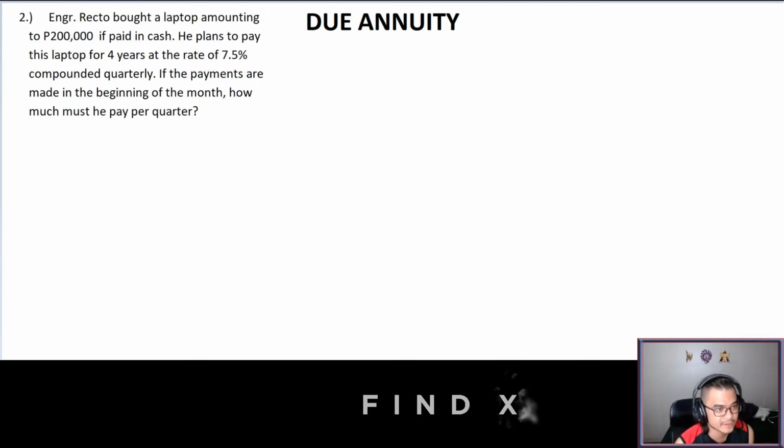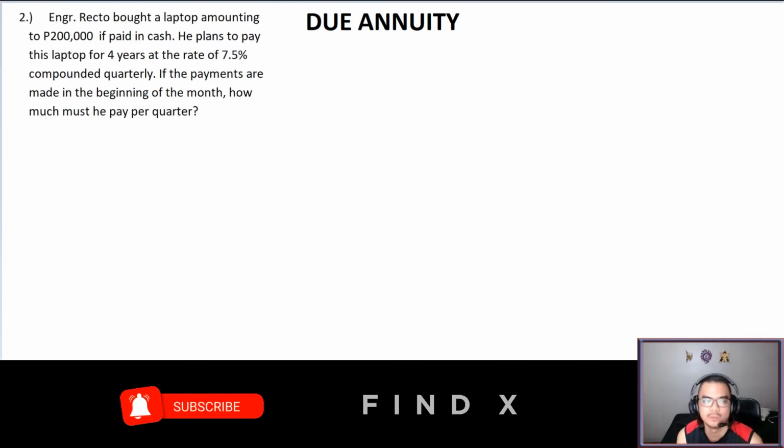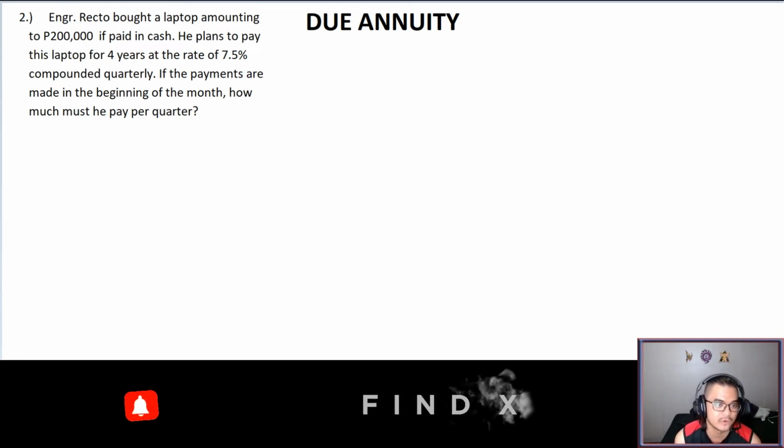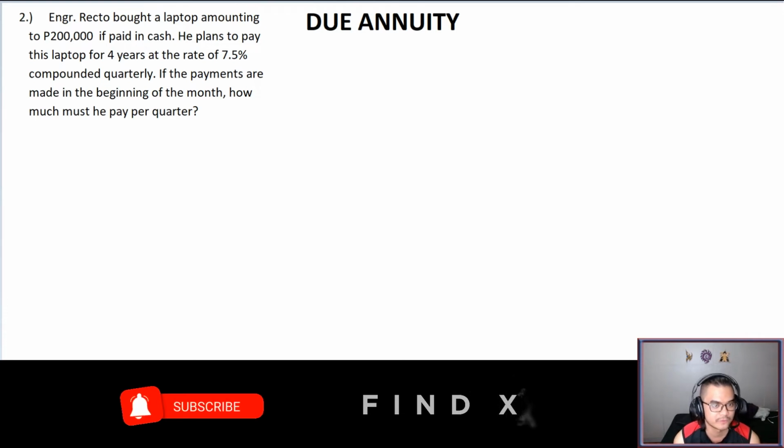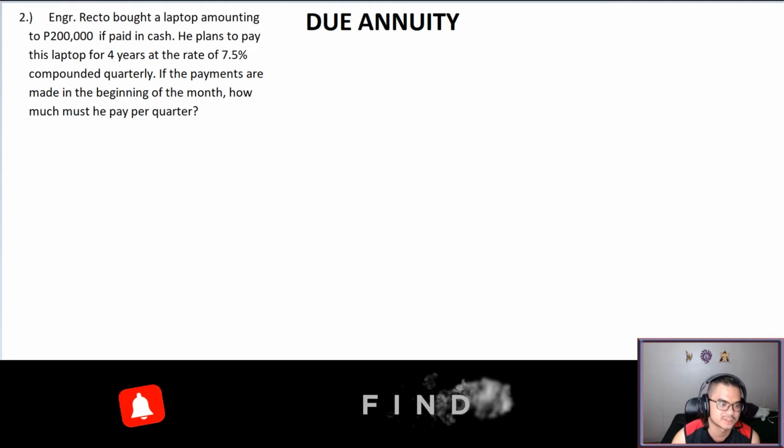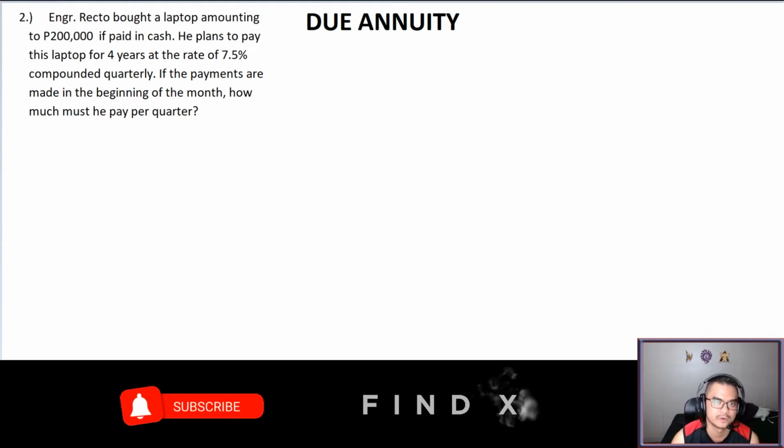For our next problem, we have Engineer Recto bought a laptop amounting to 200,000 if paid in cash. He plans to pay this laptop for 4 years at the rate of 7.5% compounded quarterly. If the payments are made in the beginning of the month, how much must he pay per quarter? So again, we have here every beginning.